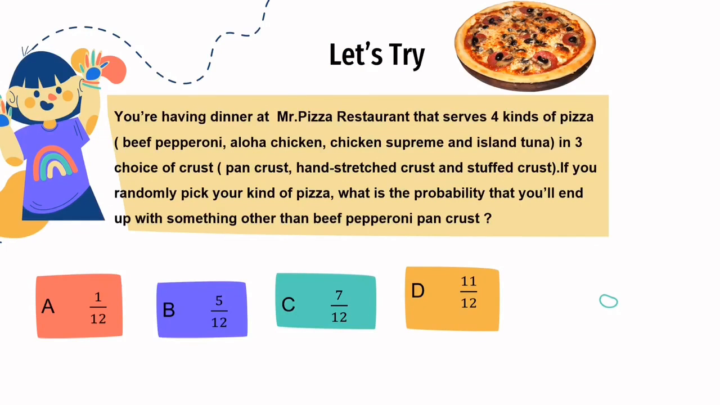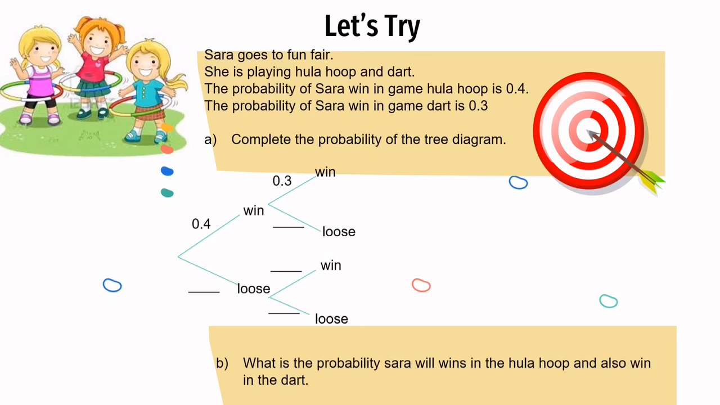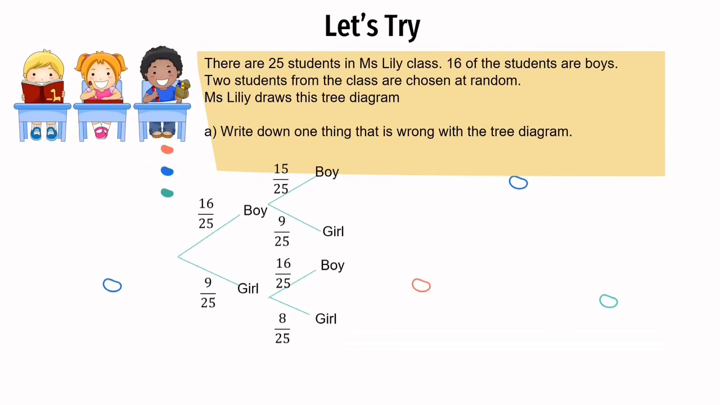To finish our class, I have provided 4 questions and I hope you will try. This is the first question, about having dinner at Mr. Pizza restaurant. And this is the second question, about 2 fair dice. This is the third question. And this is the last question.